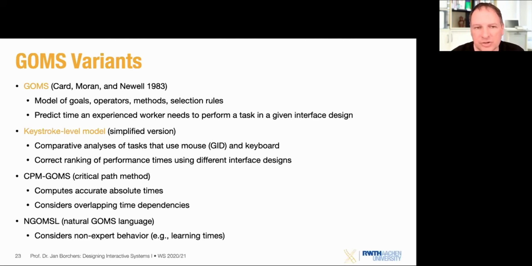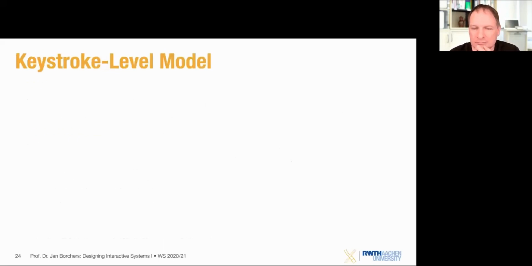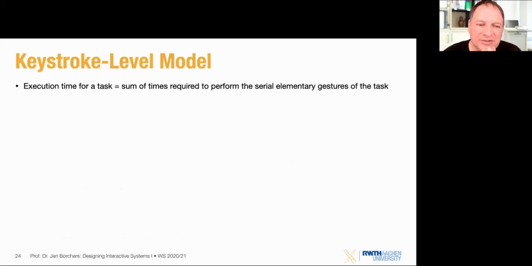Since the keystroke level model is so useful for a quick, back of the napkin kind of estimate of which design will be better, or just to explain to your friends why they should really be learning those keyboard shortcuts in their application, here's the keystroke level model. The keystroke level model says that the execution time for a task is simply the sum of times that you need to perform elementary gestures of the task in serial, in sequence. And a gesture doesn't mean just waving your hands around like we talk about gestures today, but a gesture is also a mouse click or a keyboard click or a mouse move or something like this.